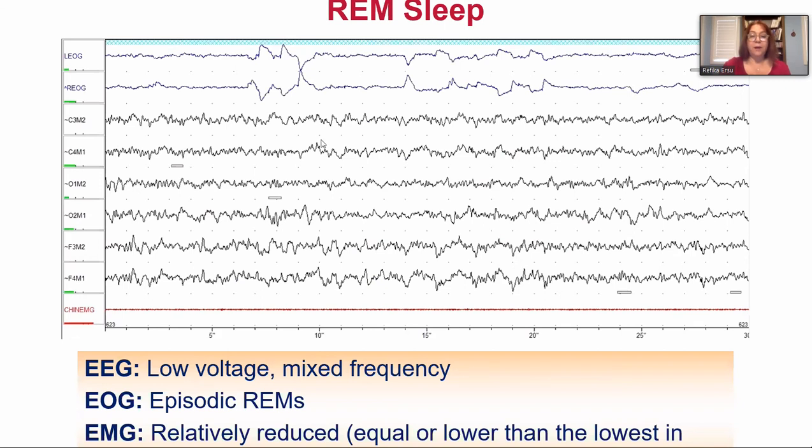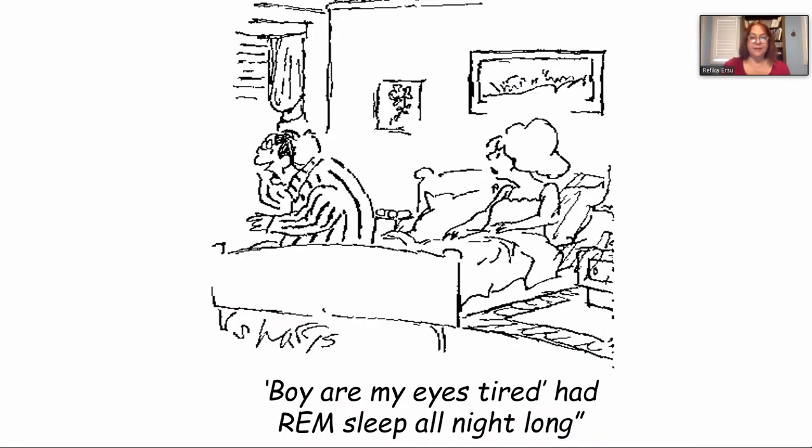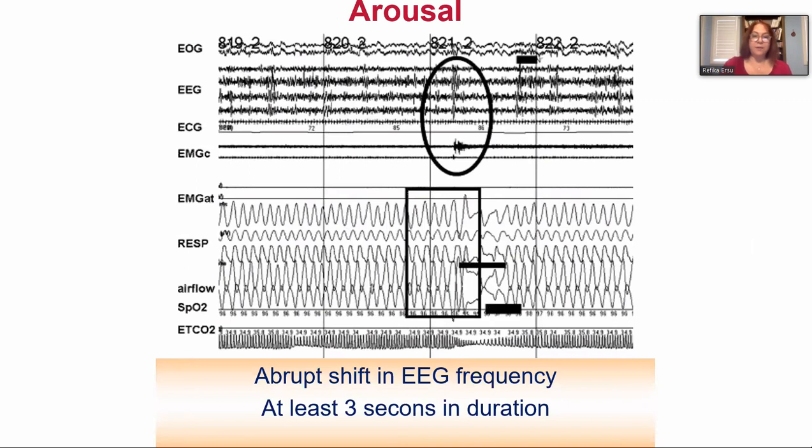And the hallmark of REM sleep is those rapid eye movements that are phasic, and also the lowest EMG tone during sleep. The EEG shows mixed frequency. Sometimes they are called sawtooth waves, or maybe they look like a sawtooth, mixed frequency, low amplitude waves. So I think that's about it for sleep staging.